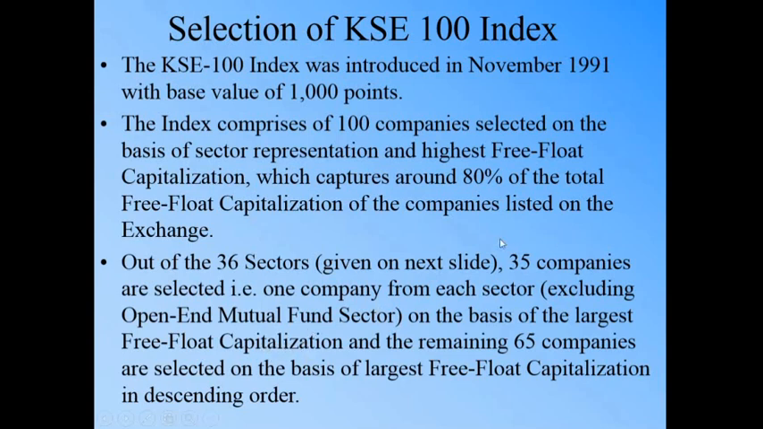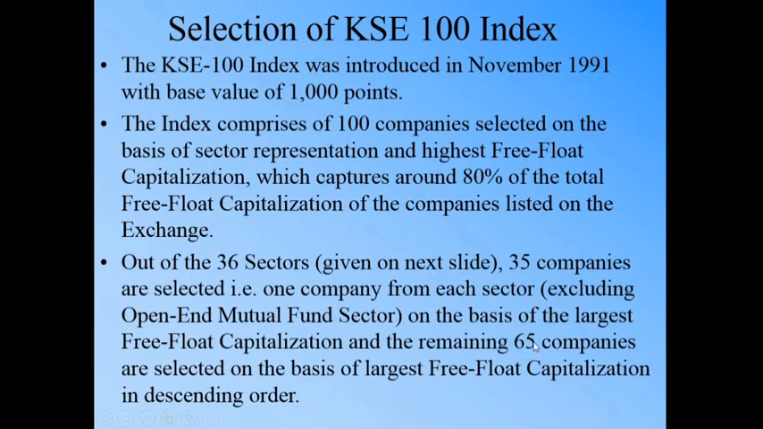So 35 companies are selected like that, and then the remaining 65. I'm just taking a rough figure: let's say there are 500 companies listed on the stock exchange. I'm excluding the open-ended mutual fund sector, so the other companies are, let's say, 500. There are a total of 35 sectors, so 35 companies will come out of the 500 based on whichever company is the largest in that particular sector. 35 companies will be selected like that. Now for the remaining 65, there will be 465 companies remaining, if there are 500 companies in total.